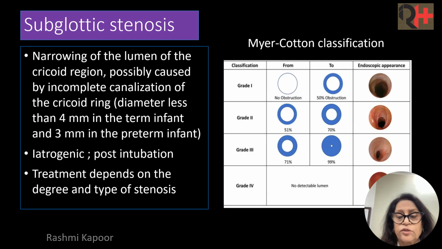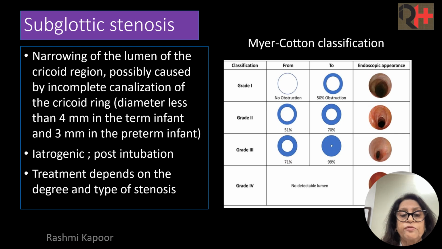For subglottic stenosis, there is the Myer-Cotton classification of grades. Grade 1 is up to 50% obstruction, grade 2 is 50 to 70% obstruction, grade 3 is 71 to 99% obstruction, and grade 4 is complete obstruction. So ours was grade 3 in the first case. In both cases it was grade 3 obstruction and it needed treatment.